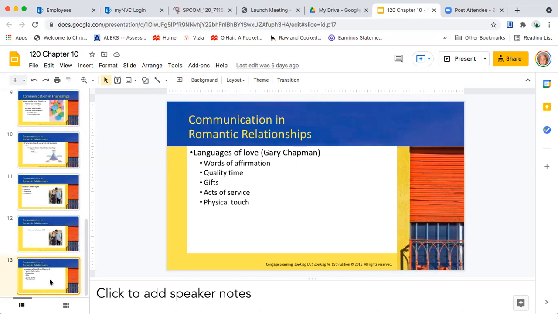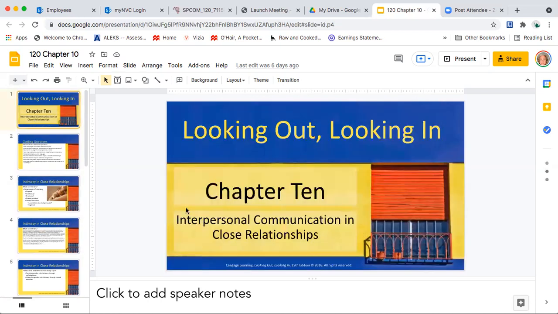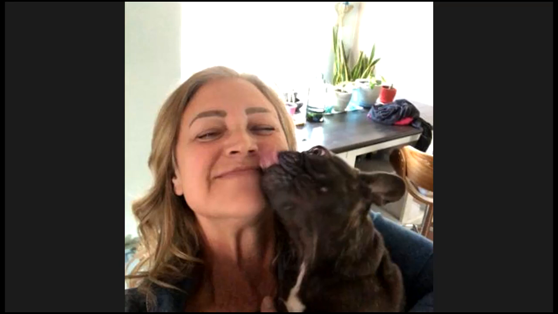For other people, their love language is a lot more influenced by physical touch, so physical intimacy. It's very helpful to know your love language, and if you're in a relationship, it's really helpful to know your partner's love language. This is specifically referring to romantic relationships, but all of your close interpersonal friendships would benefit from knowing each other's love language. You can also write about that in your summary, but that does bring us to the end of chapter 10. Thank you very much.